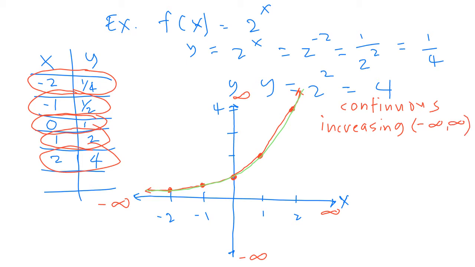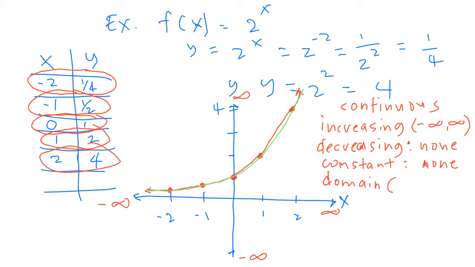Now, do we have a decreasing part of this? No, we don't have it because that's all the way increasing. So none for the decreasing part. Constant, there's no horizontal line, so it means we don't have one also. So that's none. Then for the domain, it occupies all the x values. So domain here would be the same as the increasing, it's all real numbers.